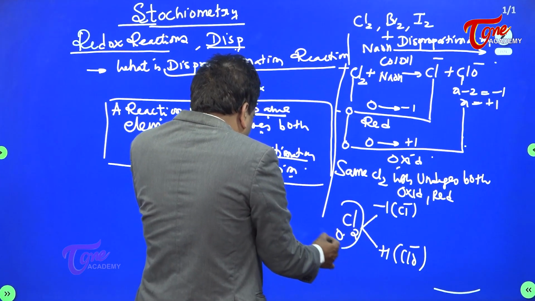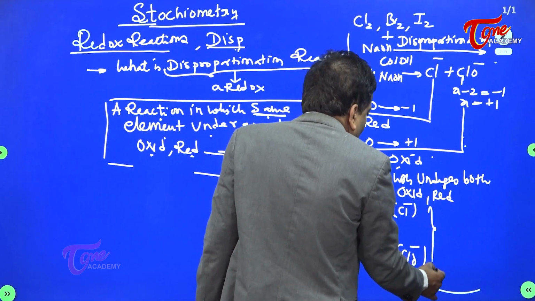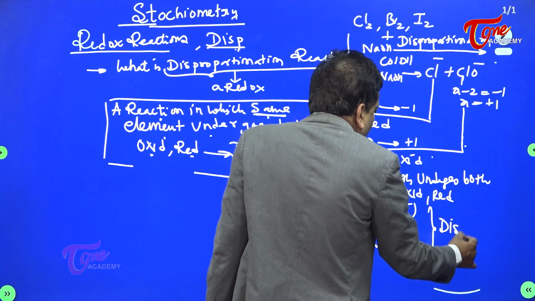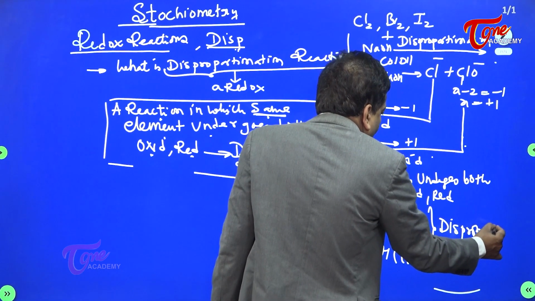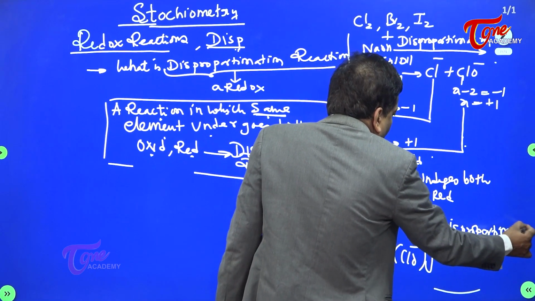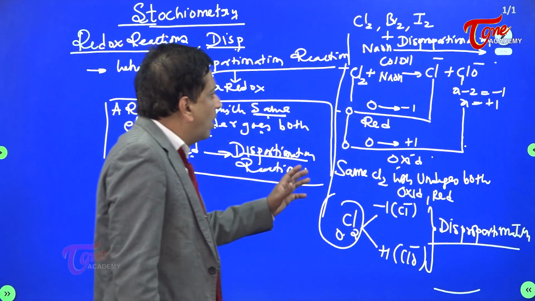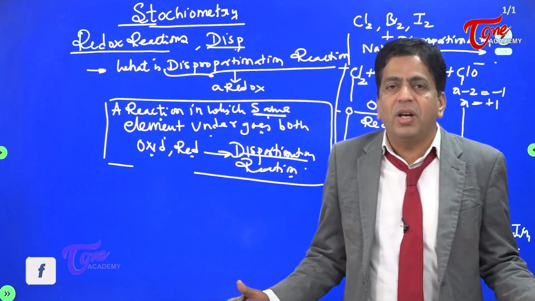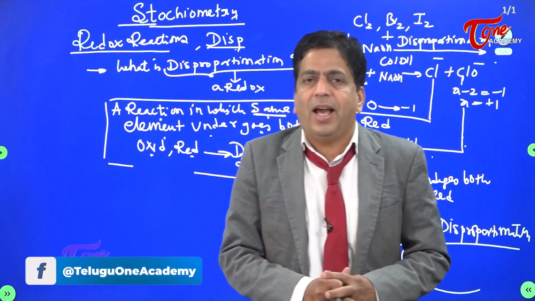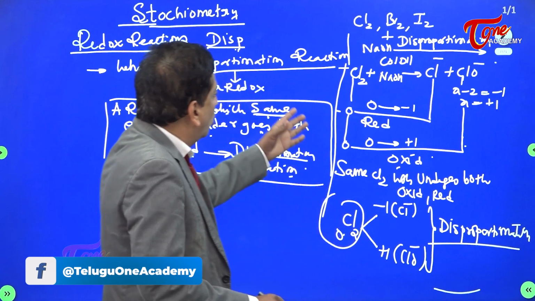Since the same element is undergoing both of these, it is called disproportionation. Disproportionation, you must understand, disproportionation reactions. Similar would be the reactions of bromine and iodine. That's about the cold dilute.